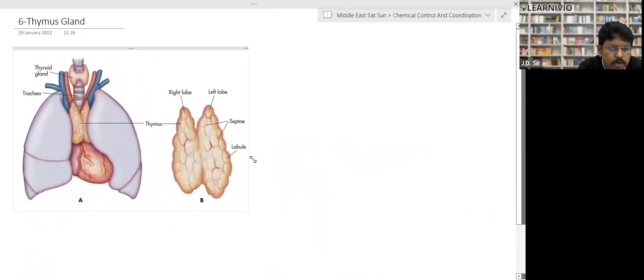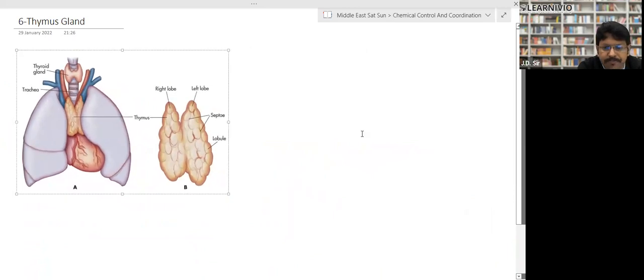The peculiarity of this gland is that when a person is born, its size is almost 10 gram. When a person grows up, it becomes almost 20 gram. When a person becomes an adult, it becomes 30 to 40 gram. When a person becomes older, it becomes 10 gram again, and in old age it almost degenerates, right?